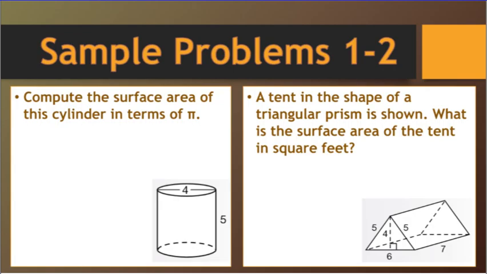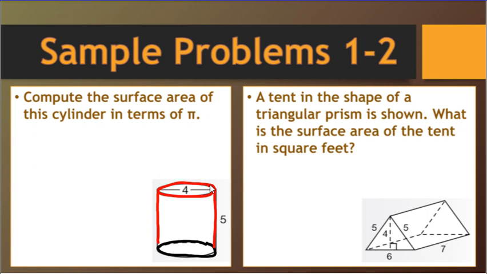So let's take a look at an example. It says compute the surface area of this cylinder in terms of pi. So we need to find the surface area of that cylinder. If we were to peel that apart, you would have to find the area of this circle, the area of this circle, and then everything on the side here would be a rectangle. And so we would need to find the area of the circle. So surface area of a cylinder.